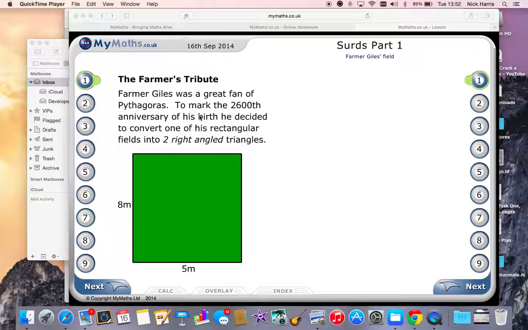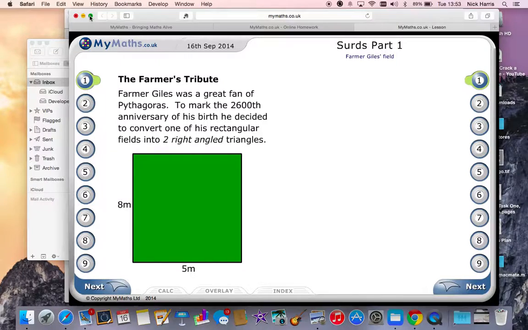Today I'm going to be looking through some of the MyMaths lessons and talking you through exactly what things are. We're going to start today with surds, and I think we're going to work through surds as far as I can by looking through the lessons on MyMaths.